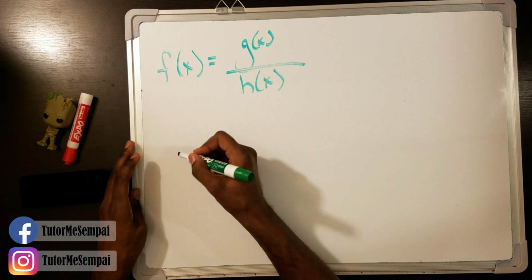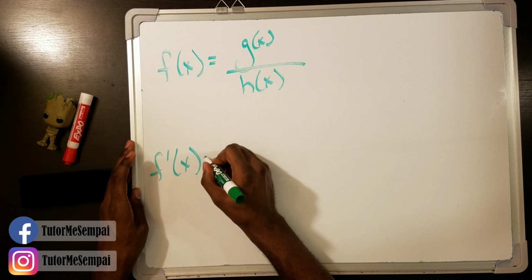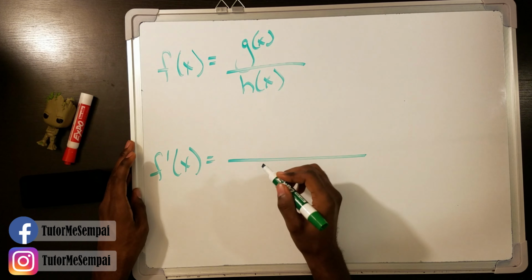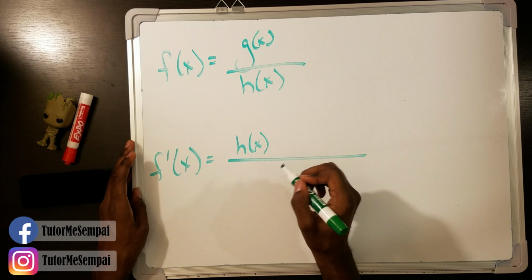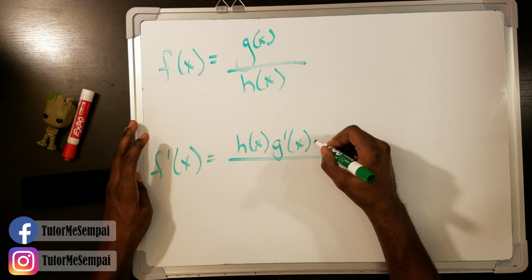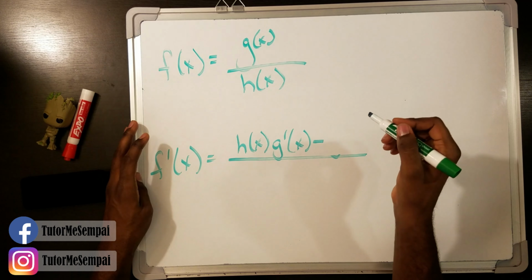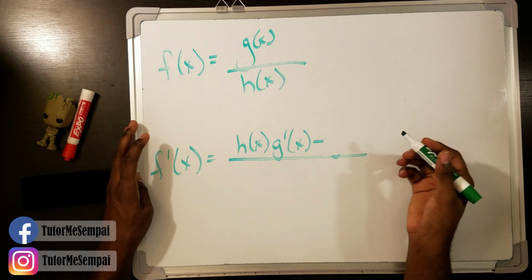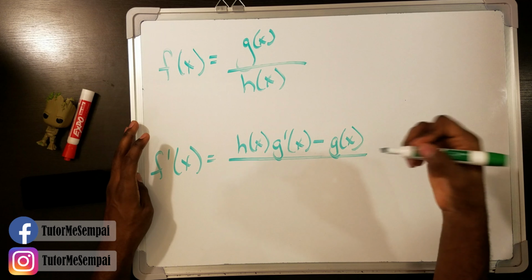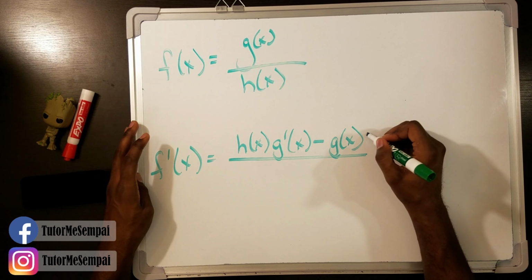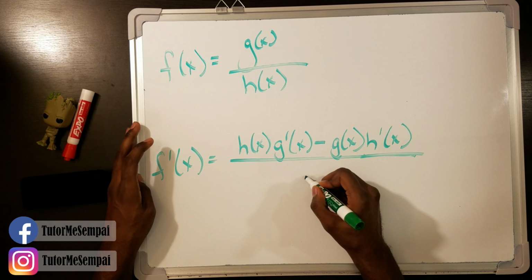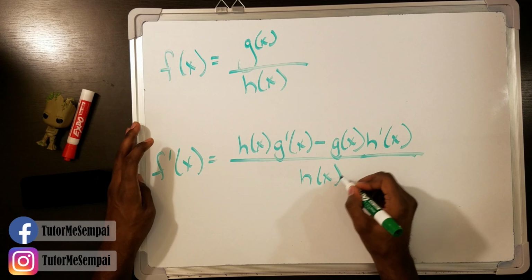So let's say we were trying to find our derivative, f prime of x. The quotient rule will tell us to do the following. We're going to take our denominator, h of x, and multiply by the derivative of the numerator, g prime of x. Then we're going to subtract the product of the numerator, g of x, times the derivative of the denominator, all over the denominator squared.